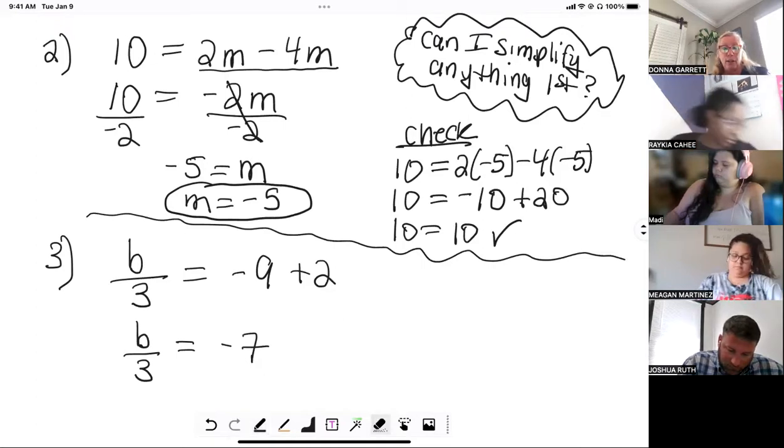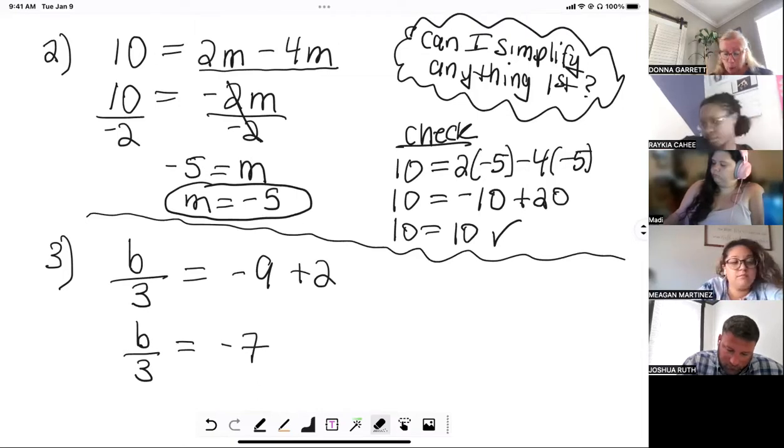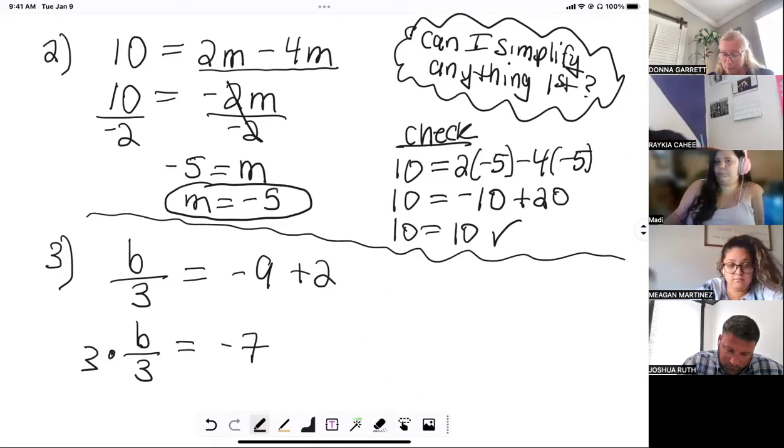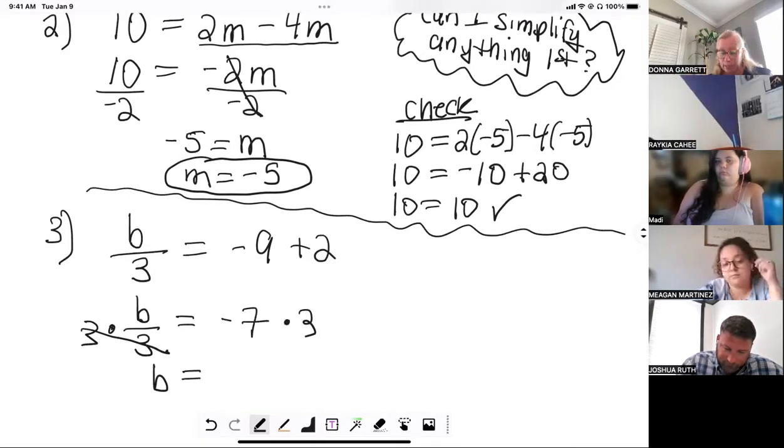And now everything is simplified. And now I can solve for B. How do I solve for B? Well, I have a 3 that's dividing B. The opposite of dividing is multiplying. So I'm going to multiply both sides by 3. This will become 1, so I'm not going to write 1. I'm just going to put B is equal to negative 7 times 3, negative 21.